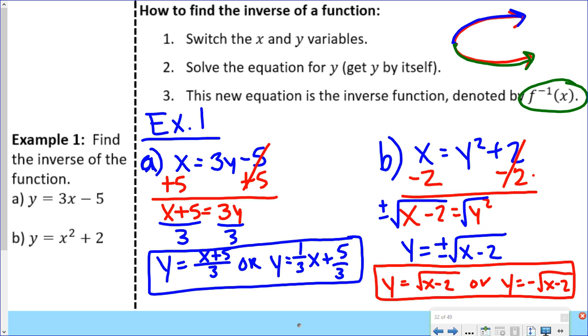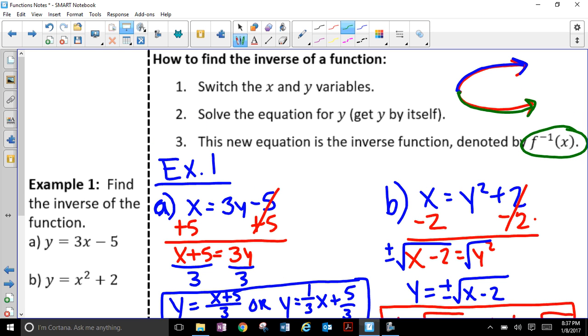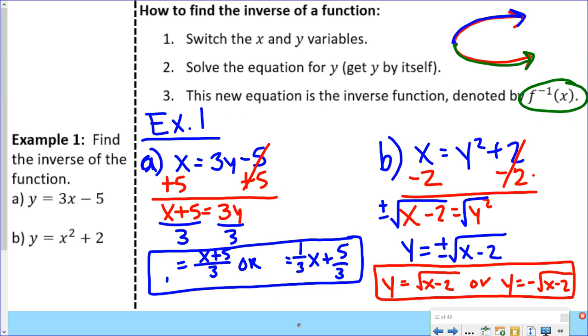Okay, so if you got the plus or minus because you had to square root both sides of an equation, that means you've got two possible inverses: y equals radical x minus 2 or y equals negative radical x minus 2, because of the plus or minus in front of the radical. And actually, I need to go back and change some notation here. So these I actually should have put, instead of y equals, the f inverse part. So the f negative 1 of x, that's the inverse.